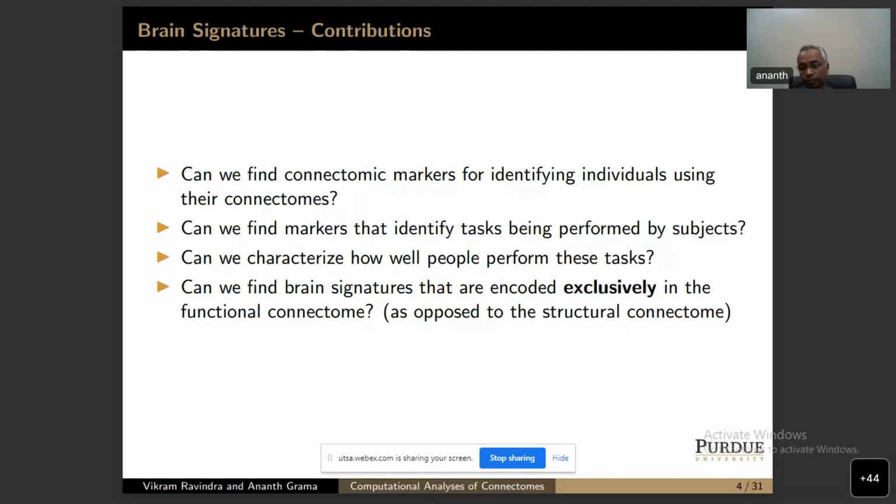Can we characterize how well people perform at these tasks? So if you were gambling and let's say in one round you won, another round you lost, could I predict when you won and lost? Can we find signatures that are encoded exclusively in the functional connectome as opposed to the structural connectome? So I'm not really interested in the structural or anatomical uniqueness. I'm really more interested in our processing uniqueness or the functional aspects that are unique to us.